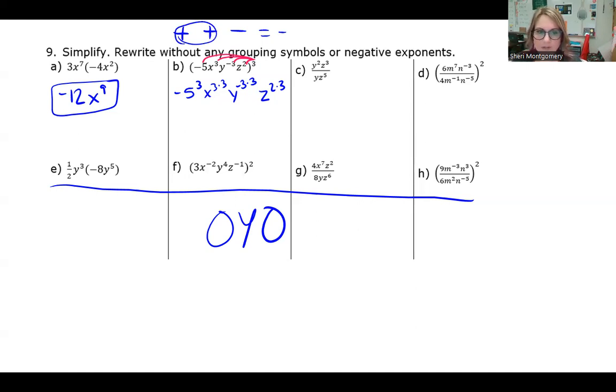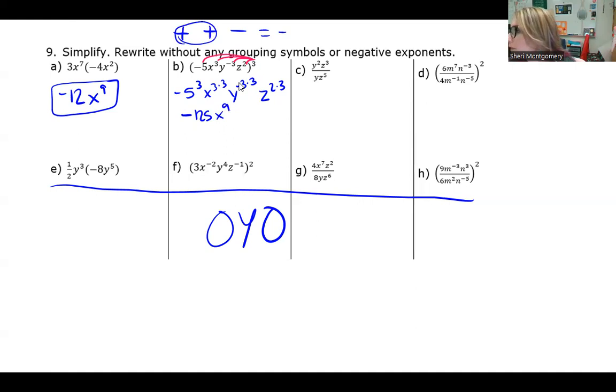So the -5 to the 3rd power, that will be a negative. So we've got 5 times 5 times 5. What's 5 times 5? 25. And then we've got that 5 times. Think about 5 quarters. How much is that? 125. So we've got -125. Now we can look at the x's. So it's x 3 times 3. What's that? 9.